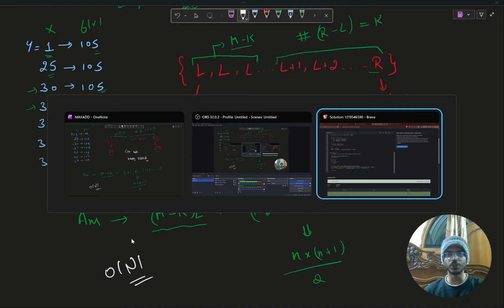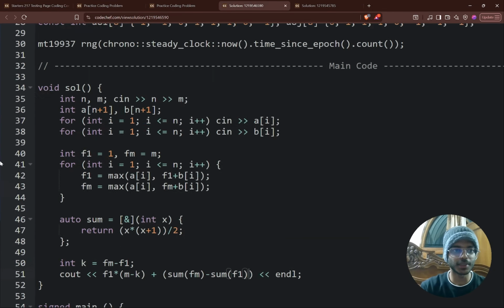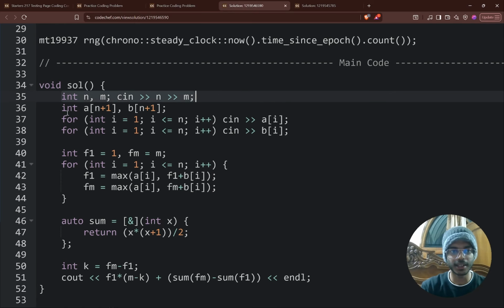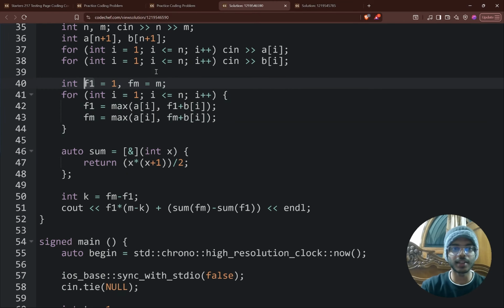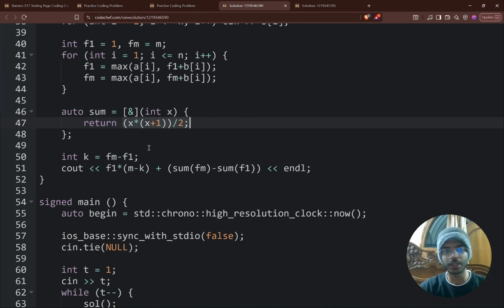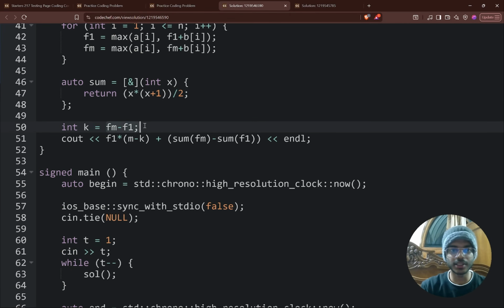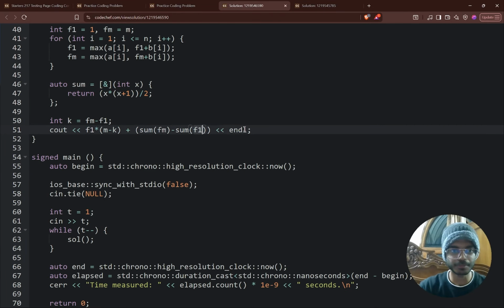Now let's move to the codes in C++ and Python. So yeah, this is the solution in C++. We begin by taking in the input of n and m. We take in the input of arrays a and b. We calculate f of 1 and f of m using the normal formula. This is just our sum function, which will return us n into n plus 1 by 2. We define our k, which is r minus l. We print the answer, that is l into m minus k, as we discussed in the solution, plus the summation of r minus the summation of l. And that's pretty much the whole solution.